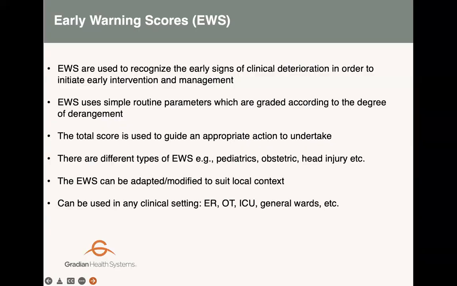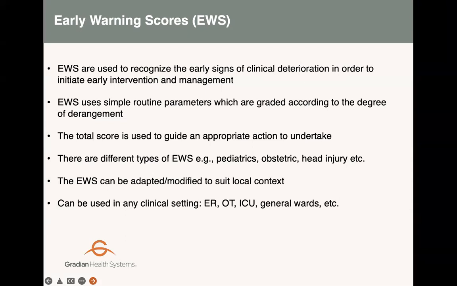So now coming to the tools that we use to say whether this patient is deteriorating or not, whether this patient is critically ill or not, and what level of care should be given. There are certain severity of illness scoring systems that will signify what type of care should be given.